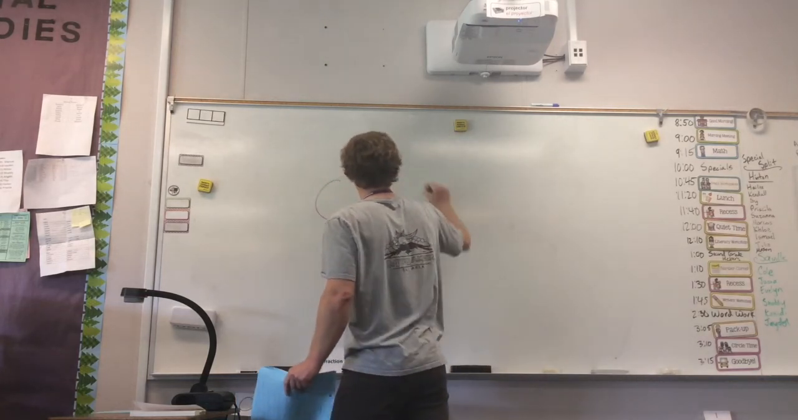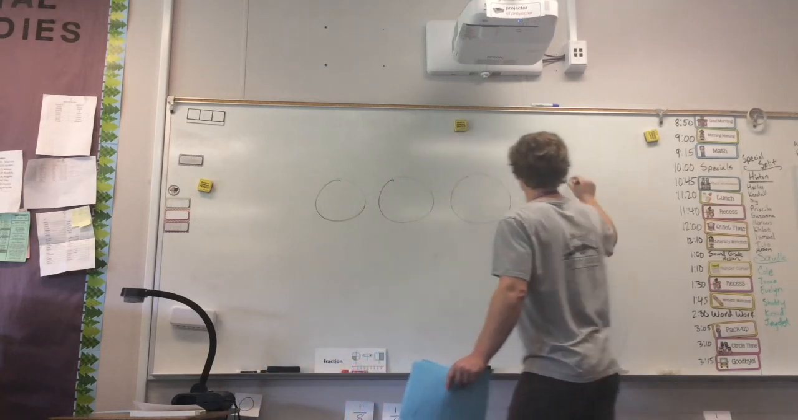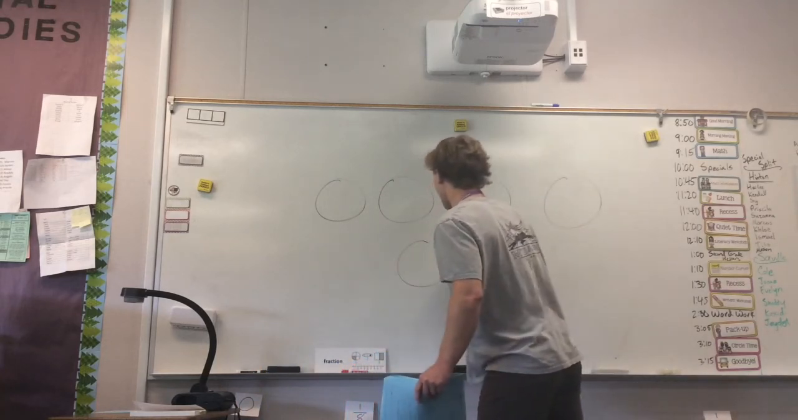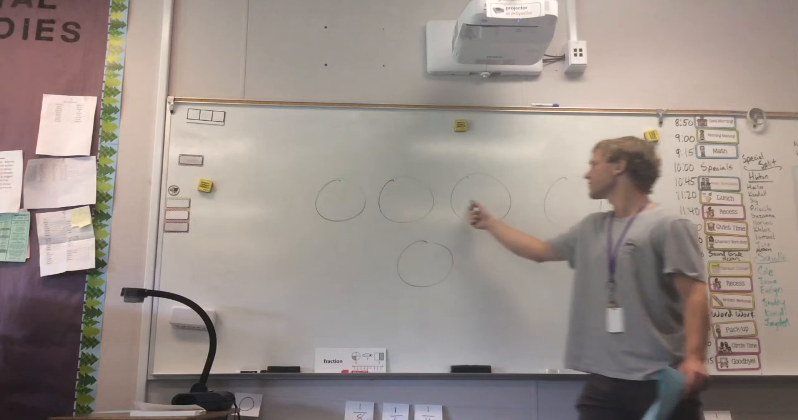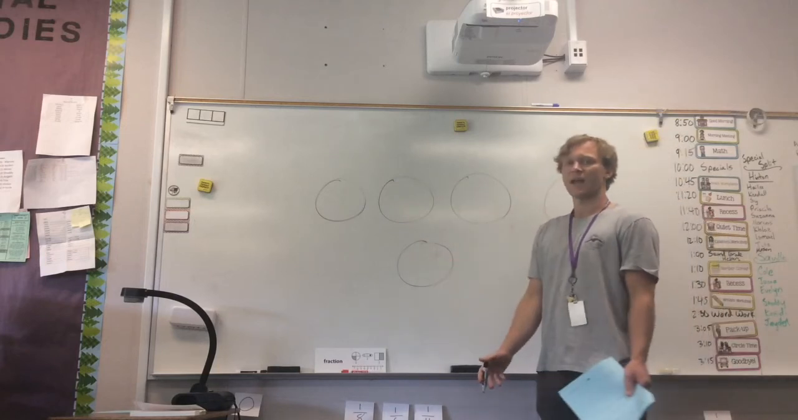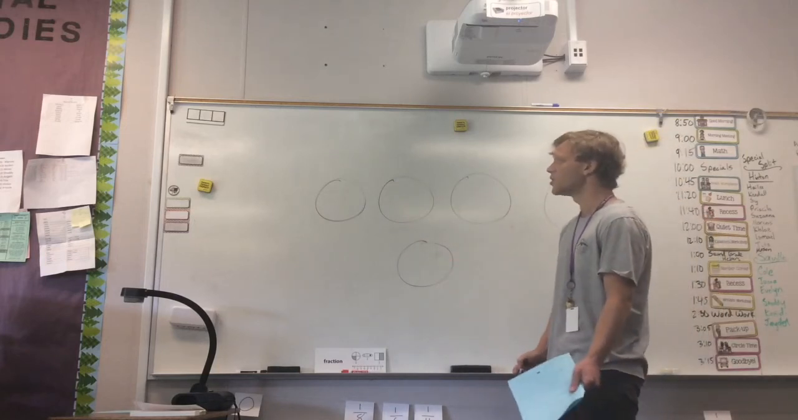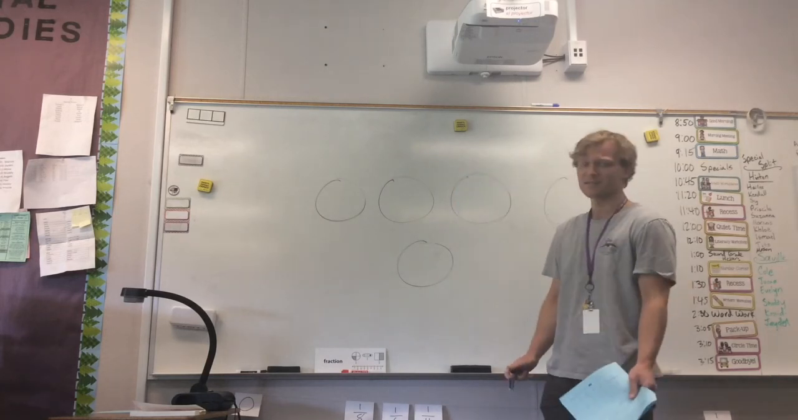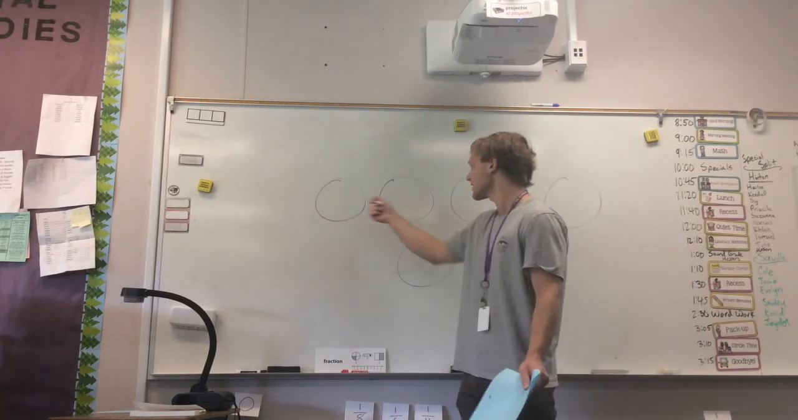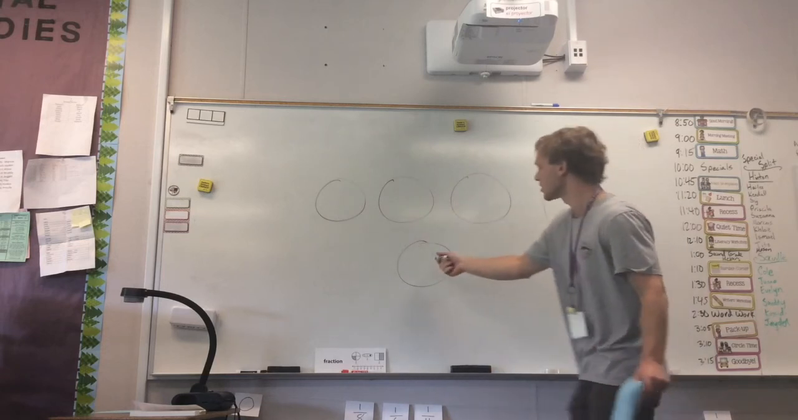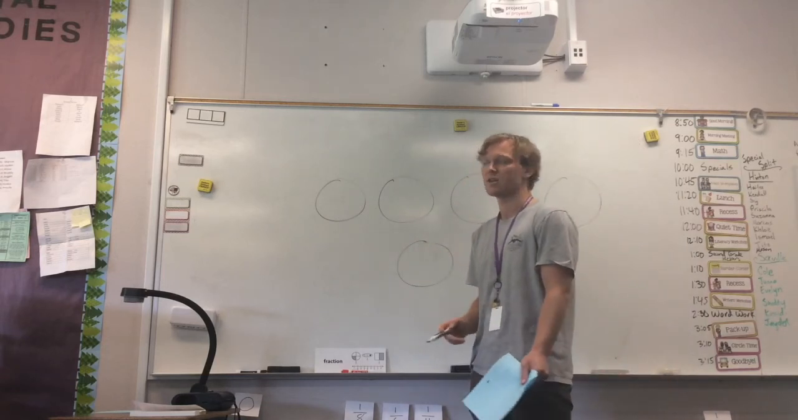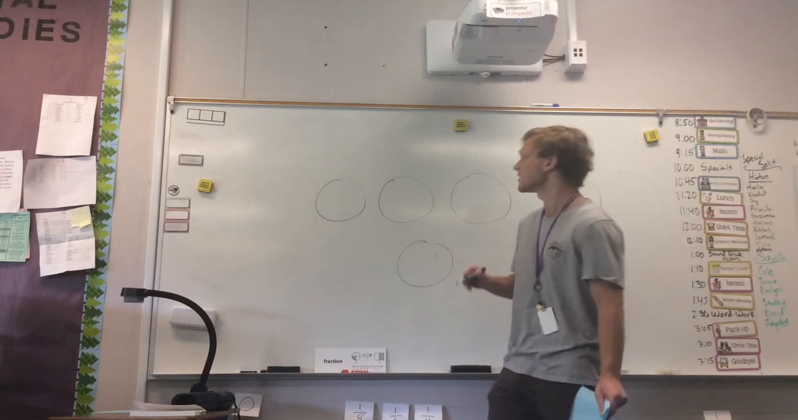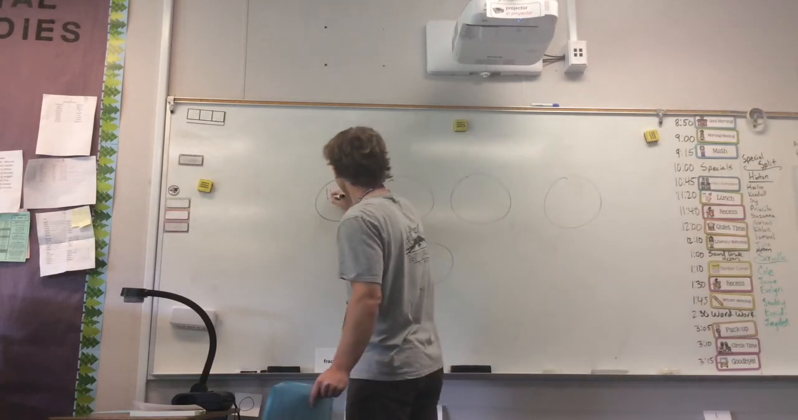1, 2, 3, 4, 5. So we have 5 loops. And we're counting 5 groups of 6. So we need to draw 6 little tallies in each loop. You can do it however you like. I like to do little tallies. So 1, 2, 3, 4, 5, 6.